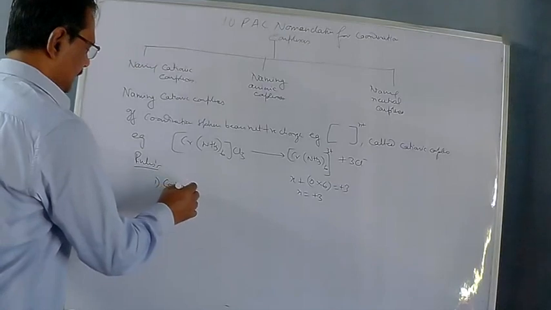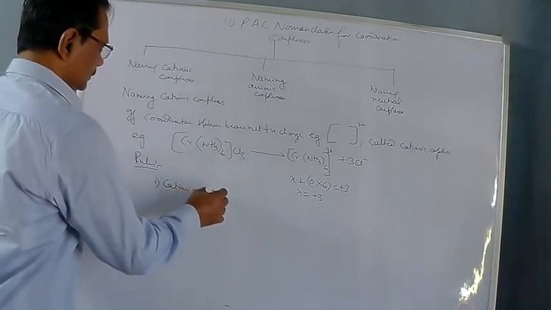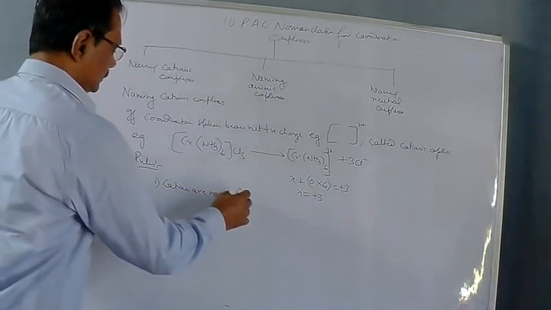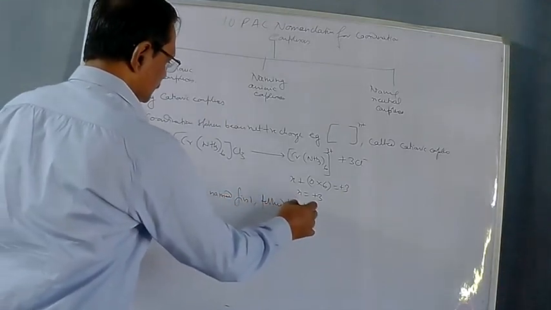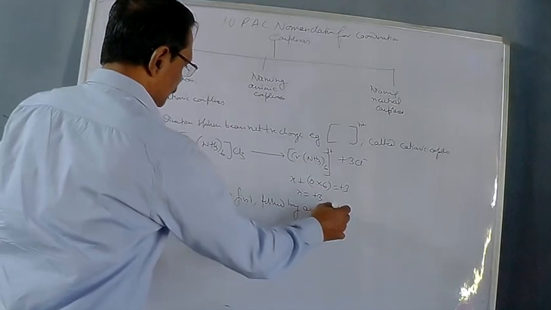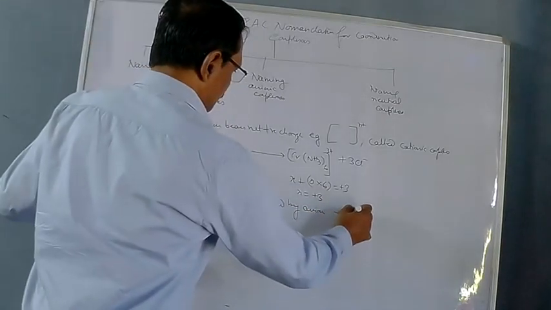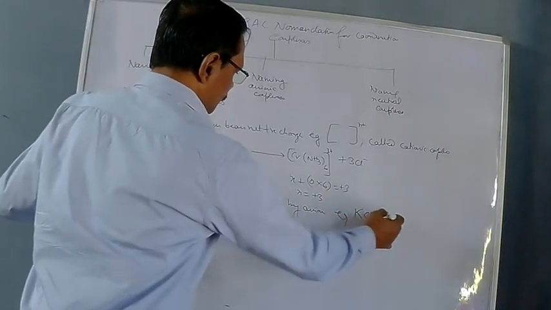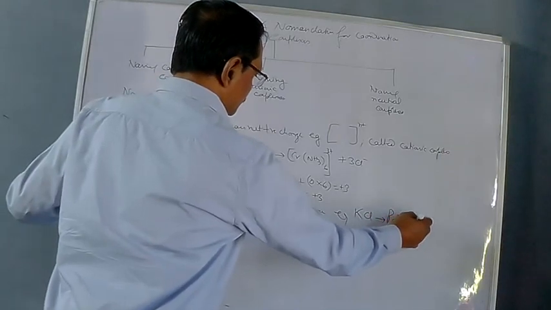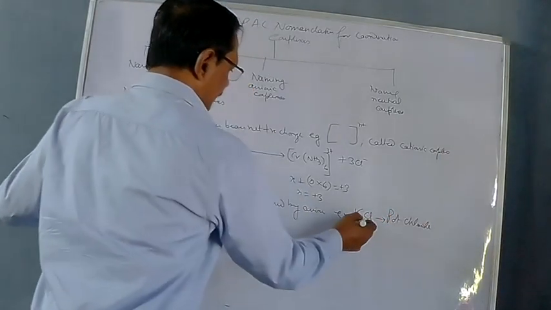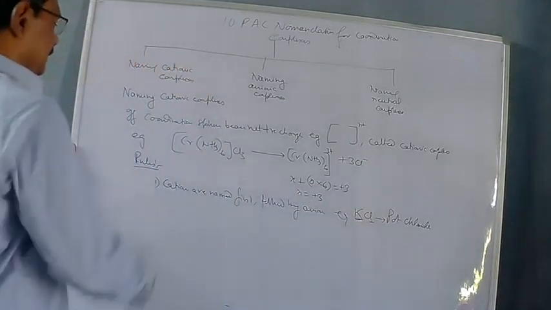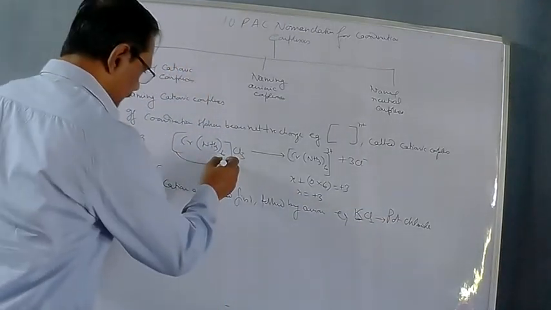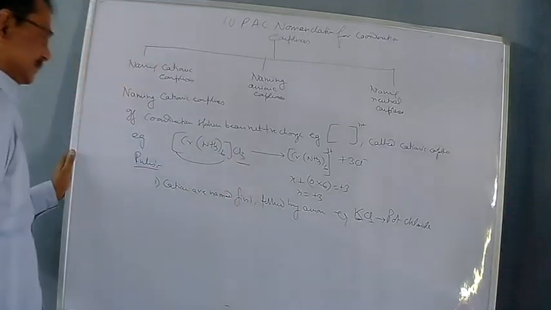Cations are named first, followed by anions. For example, if it is written KCl, we always call it potassium chloride. So we are naming the cationic part first, potassium, followed by chloride. Similarly, in this case, the cation will be named first, followed by anion.